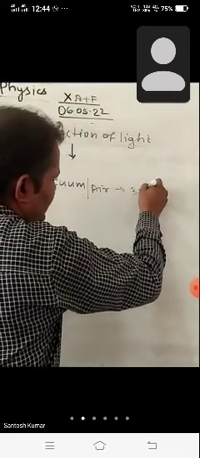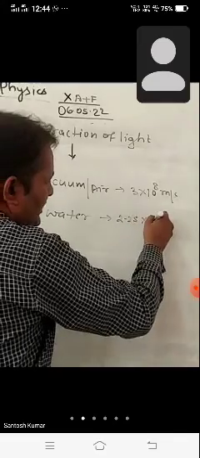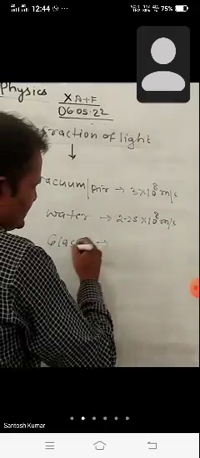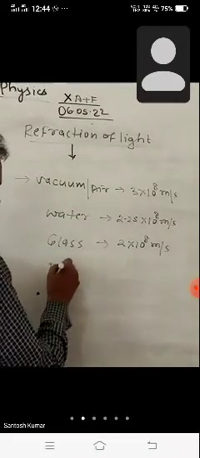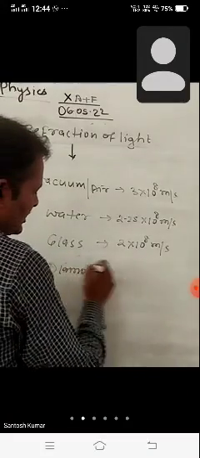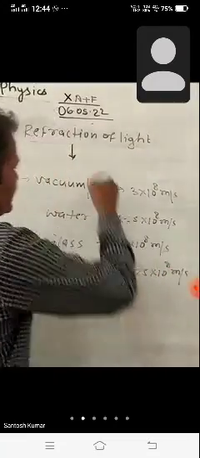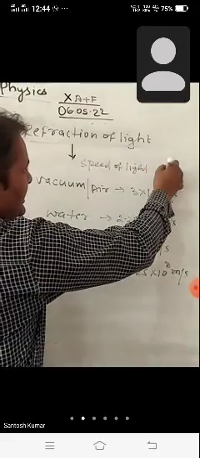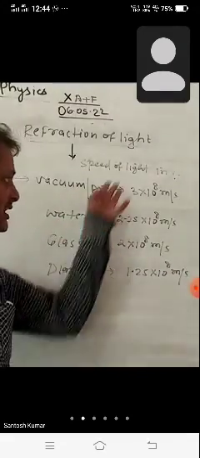We simply mention its speed is 3 into 10 to the power 8 meters per second. And in water, it is 2.25 into 10 to the power 8 meters per second. Glass is also a transparent medium, and there it is 2 into 10 to the power 8 meters per second. And finally, diamond, and you can take some more media. This is the speed of light in various media. So when light changes the medium, the speed changes.